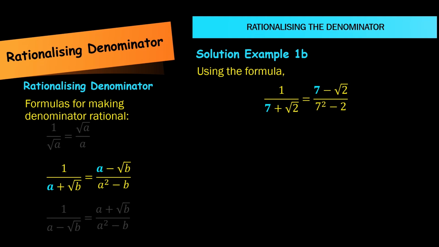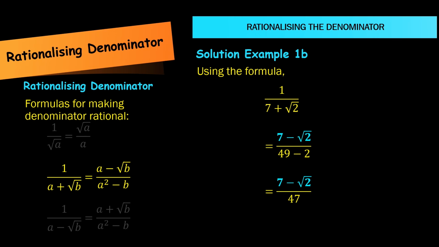So plug in a equals 7 here and here, and b equals 2 here and here. Then tidy up. 7 minus root 2 stays as it is. 7 squared is 49, and 2 stays as it is. So here we have 7 minus root 2, and tidying up some more, 49 minus 2 is 47. So we're left with 7 minus root 2 all over 47.